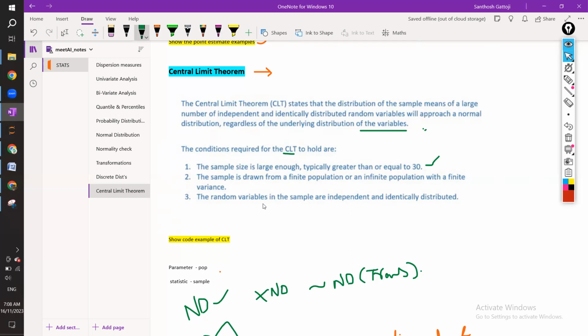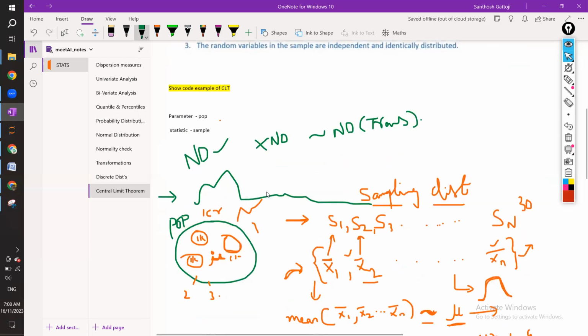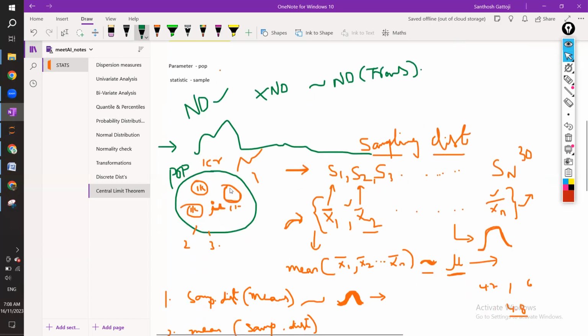And the random variables in the sample are identically distributed. That means all the samples should be more or less the same. In one sample you cannot take just 3 points and in another sample take 20 or 30. More or less it should be similar, and the samples should be picked from different positions. If you're taking a sample over here, there should be less overlapping, guys. You cannot just say one more sample is this, one more sample is this.